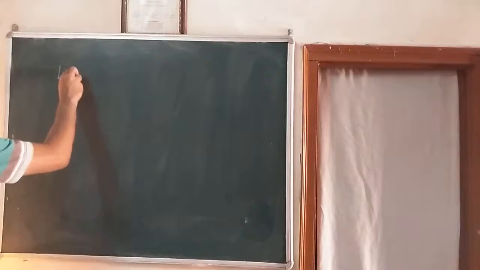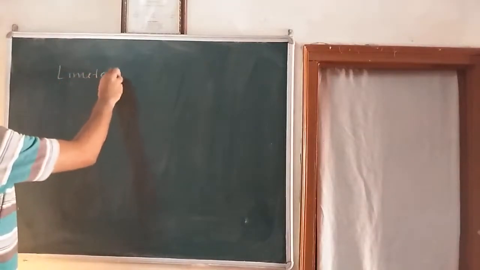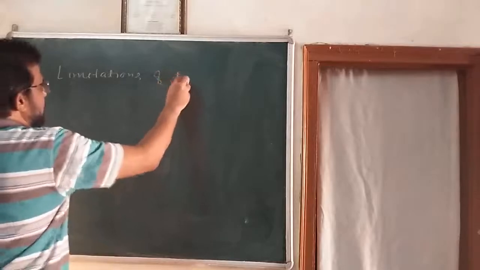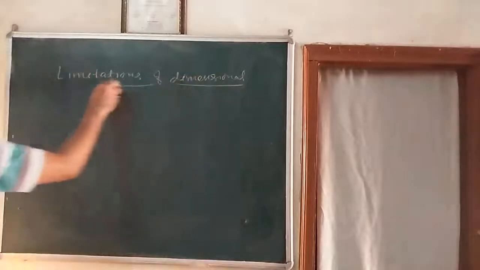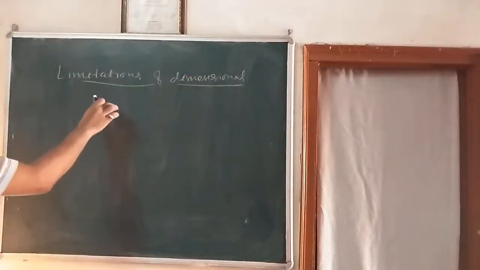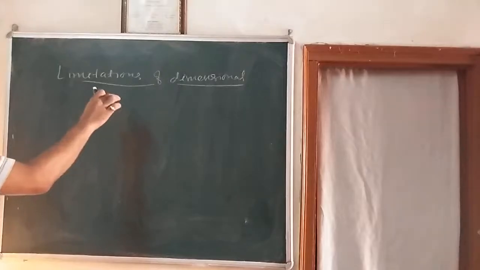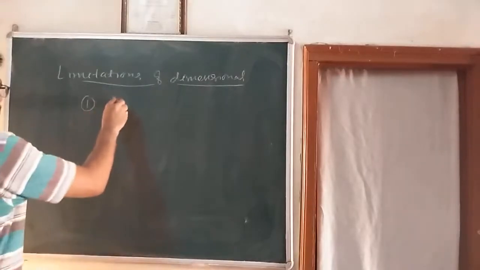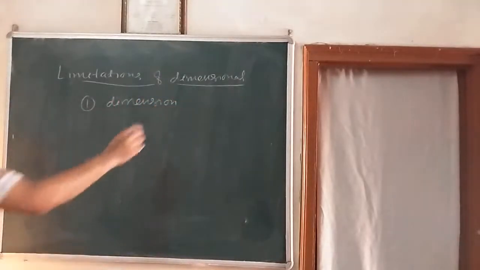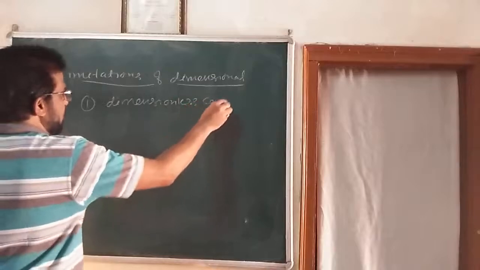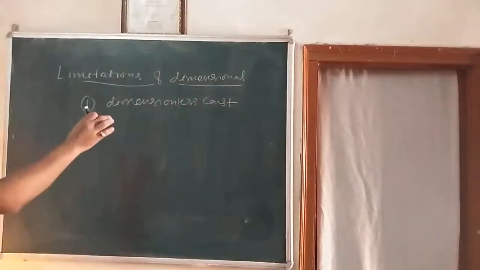Now, children, in this module we have seen the usage of dimensional analysis. So what are the limitations of dimensional analysis? First limitation: this method gives us no information about the dimensionless constant. Is it clear? First thing.